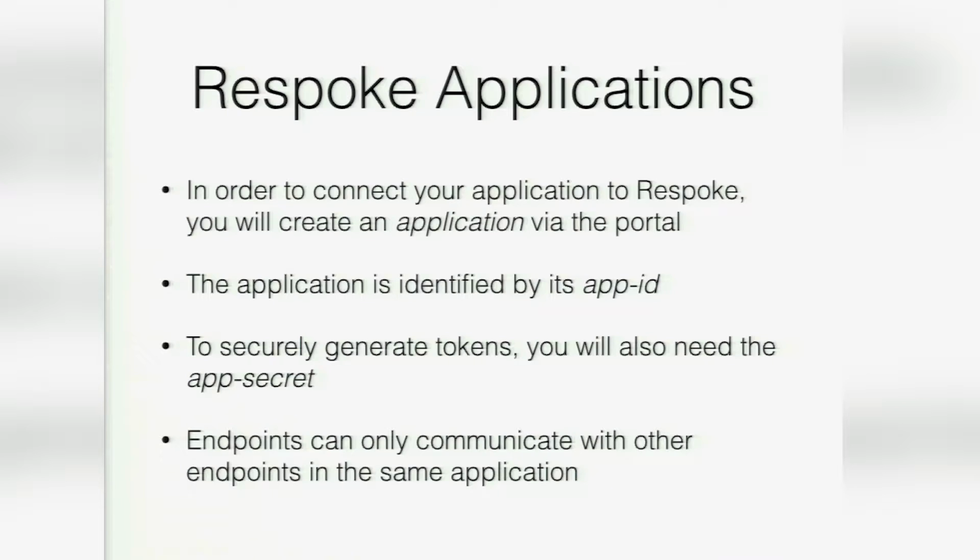I guess the biggest constraint that we have is that application endpoints can only communicate with other endpoints within the same application. If you have multiple Respoke applications and you need them to do some cross-app communication, you can build that yourself. All of our clients support multiple connections, so you can have one connection to application A, one connection to application B, and bridge those together yourself if you really need that. For the most part, that has never been a problem. You just have your application and you connect to Respoke and you can communicate with everything else within your app.